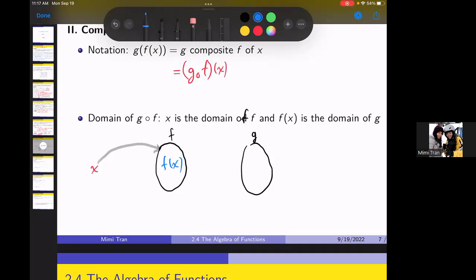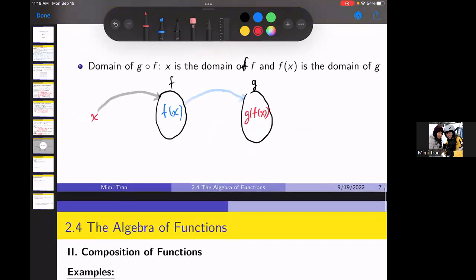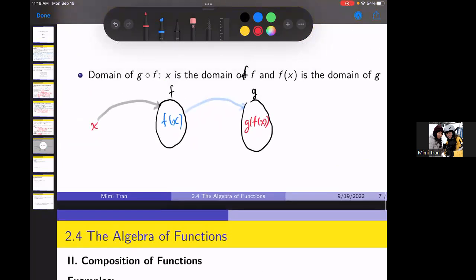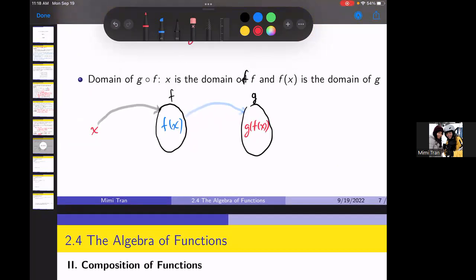Once I have f of x, I'm going to put f of x into g. Now what do I have at the end? Yeah, g of f of x, that's what it is. Again, it's just another number. Because it's algebra, we use letters to represent numbers, right? It looks fancy, but it's basically just another number. And the domain: what is the domain of f? Look here, input x. The domain of g is the range of f.